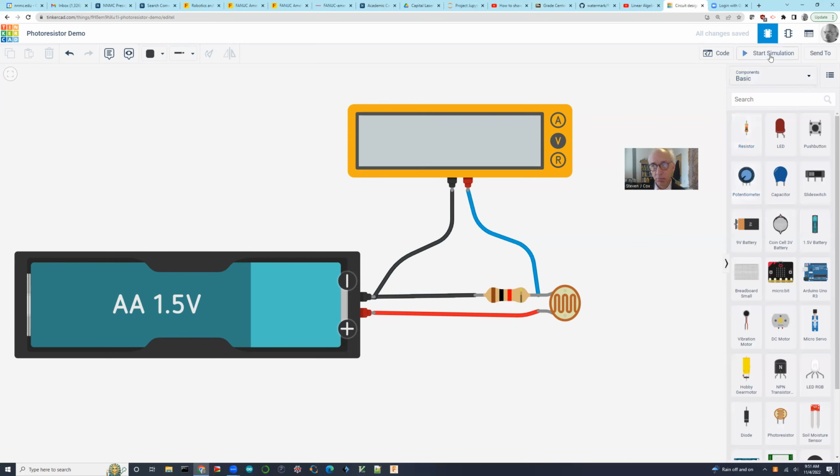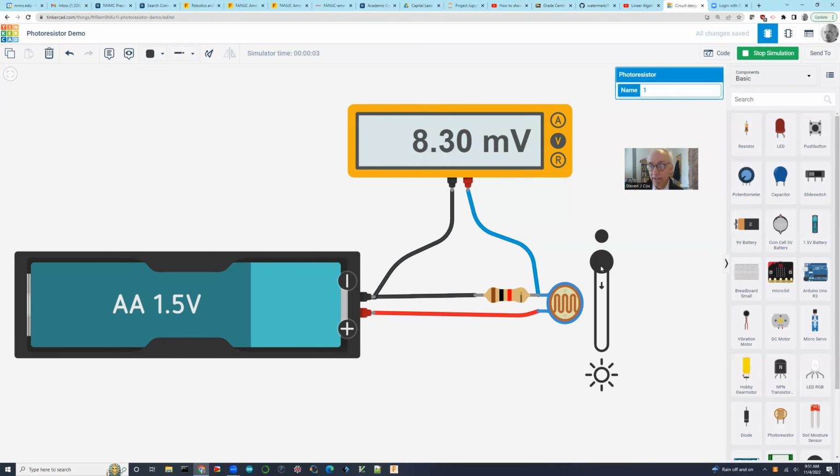Of course, I just have to press start. Hopefully I'm zoomed in far enough. And where am I? I'm in the dark. And in the dark, I see a low voltage, 8.3 millivolts. As I turn up the light, I get a higher voltage, up to 990 millivolts, almost a whole volt. We're not getting everything out of this because there's some loss in the circuit. No big deal for us.